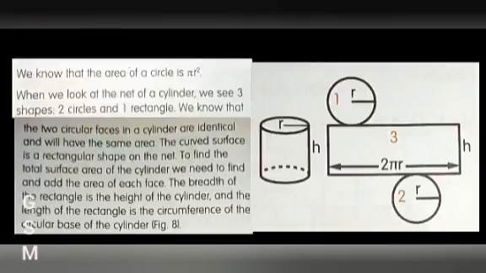When we look at the net of a cylinder, we see 3 shapes, 2 circles and 1 rectangle. We know that the 2 circular faces in a cylinder are identical and will have the same area. The curved surface is a rectangular shape on the net. To find the total surface area of the cylinder, we need to find and add the area of each face. The breadth of the rectangle is the height of the cylinder, and the length of the rectangle is the circumference of the circular base of the cylinder as shown in the figure.